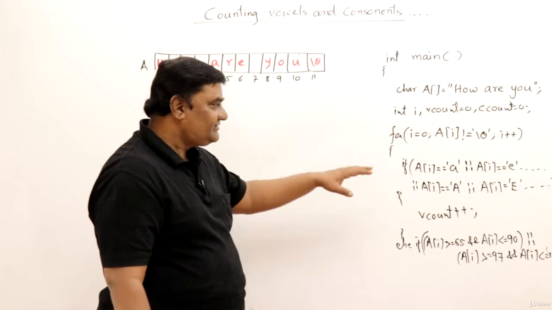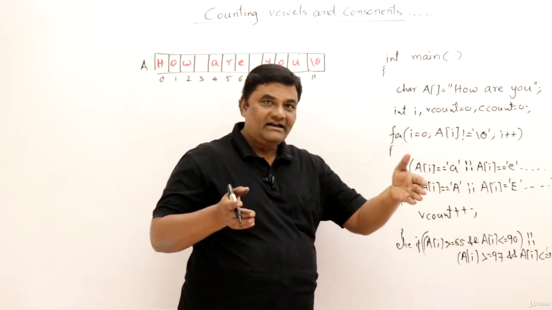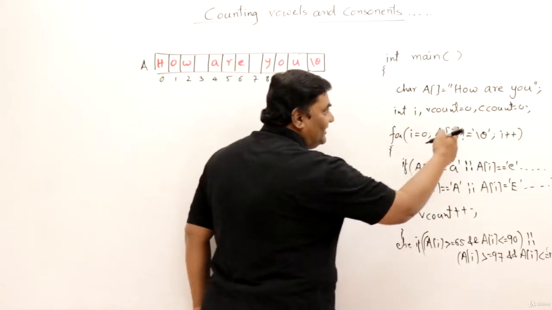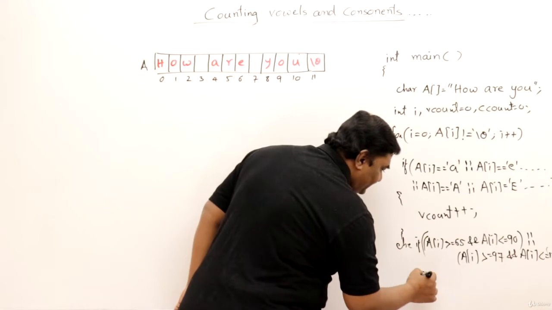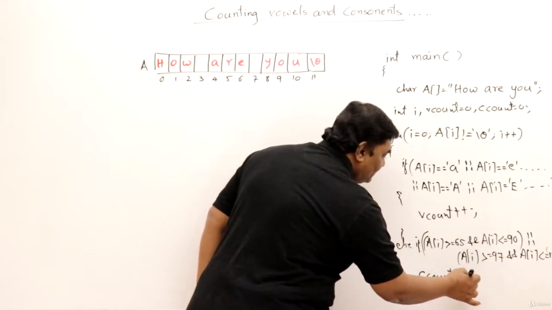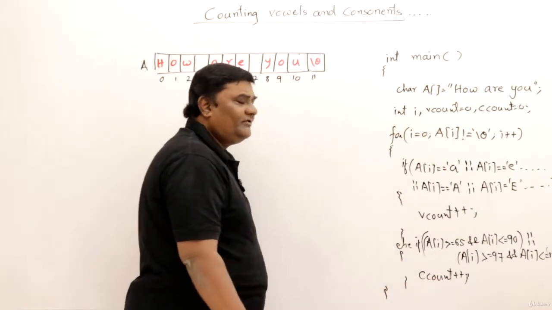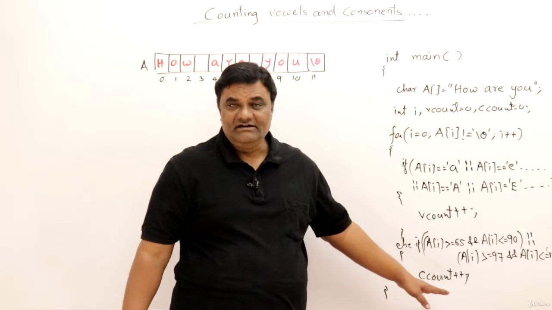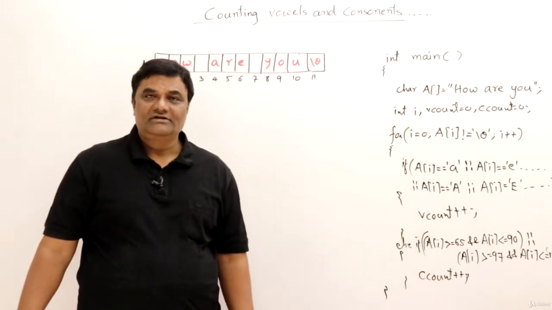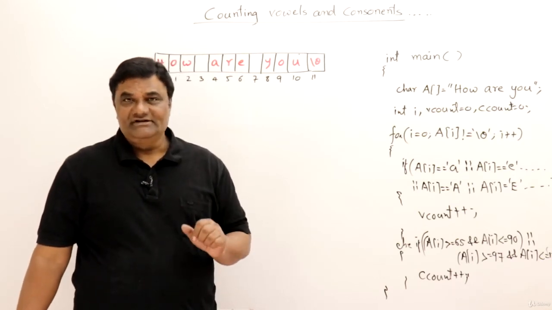See, already we have checked it is not among A, E, I, O, U. Then other than that, all other characters within that range are consonants, so I should check this range. If so, then I will do c count, that is consonant count, plus plus. Then after the end of the for loop, you know very well that you have to print the value of the vowel counter and consonant counter. So this is how you can count vowels and consonants.